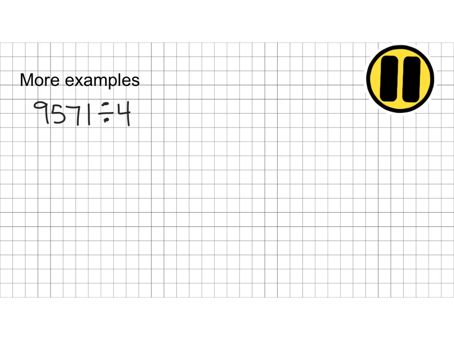All right, for our next example, we're going to do 9,571 divided by 4. Go ahead and pause. See how far you can get. Once you think you have it, go ahead and press play to see how I solved. If you get stuck, don't worry about it. Just give it your best shot and then press play and fix it.